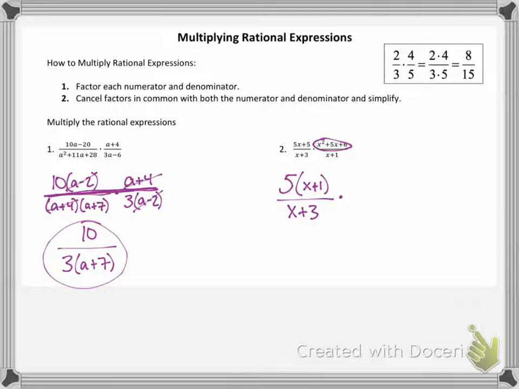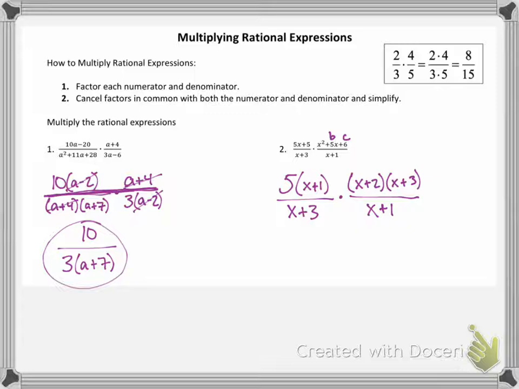Now we're going to focus on top right. It's a trinomial, no GCF there, so we're going to use our trinomial strategy. What multiplies to 6 and adds to 5? 2 and 3. Bottom right is an x plus 1. Nothing I can do with that, so I'm just going to write it down.